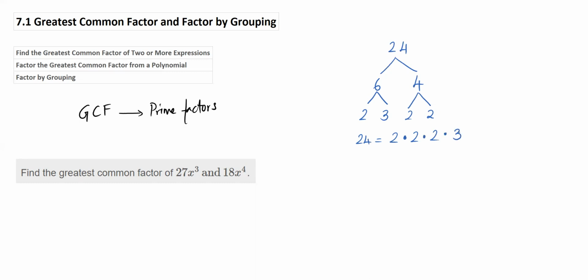I like to arrange them in that order, so it helps me to see if I collected them all. And multiply them out. 2 times 2 is 4, 4 times 2 is 8, 8 times 3 is 24. So you know that you did collect all of them that multiply back to give you 24.